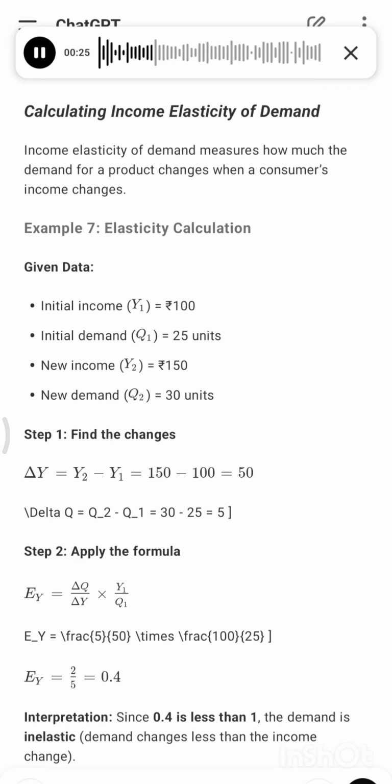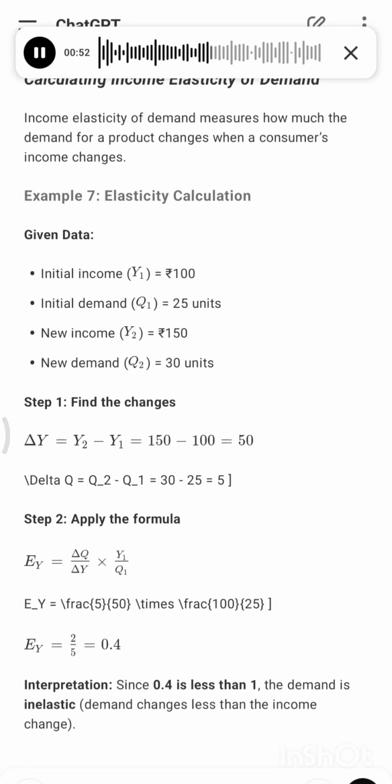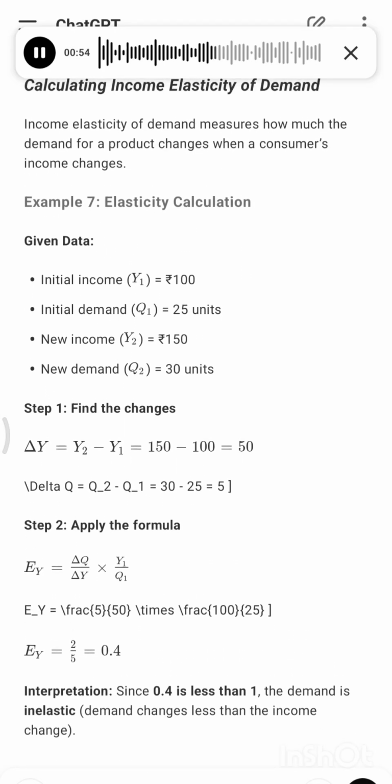Step 1, find the changes. Delta Y equals Y2 minus Y1 equals 150 minus 100 equals 50. Delta Q equals Q2 minus Q1, 30 minus 25 equals 5. Step 2, apply the formula. EY equals ΔQ/ΔY times Y1/Q1, EY equals 5/50 times 100/25, equals 0.4. Interpretation. Since 0.4 is less than 1, the demand is inelastic. Demand changes less than the income change.